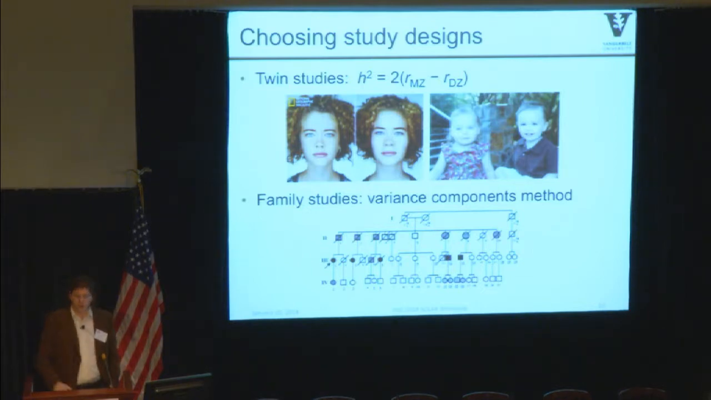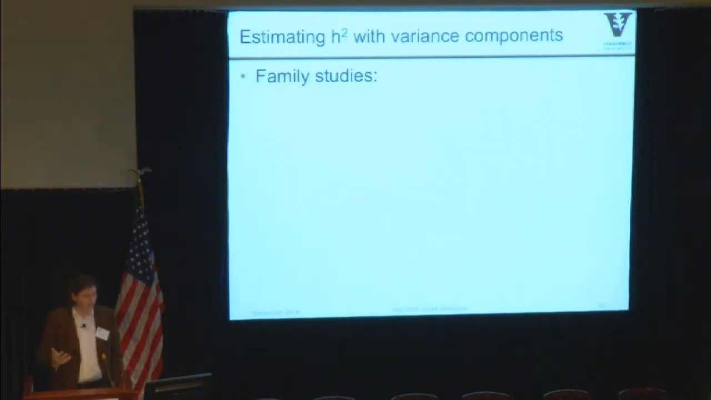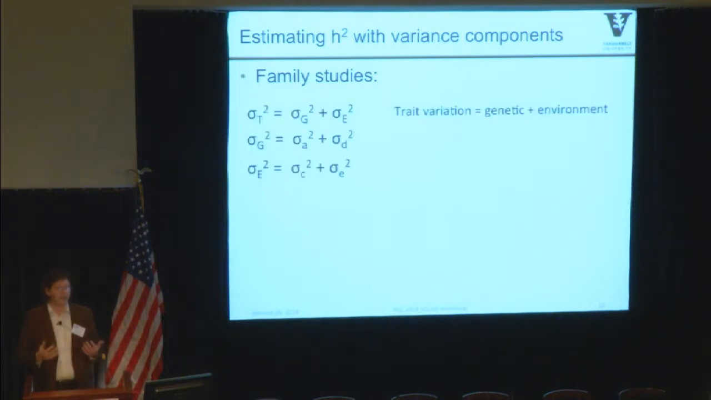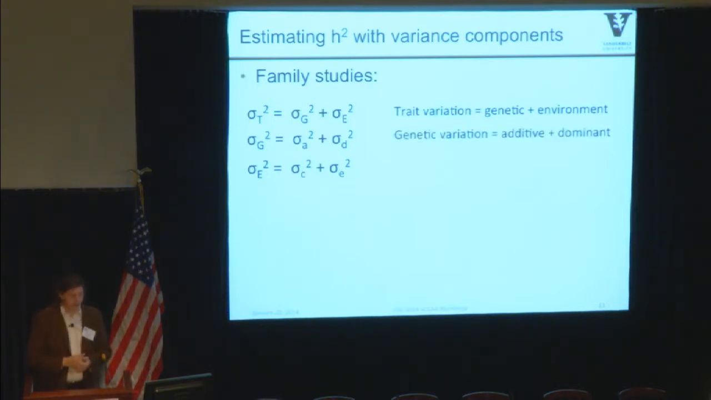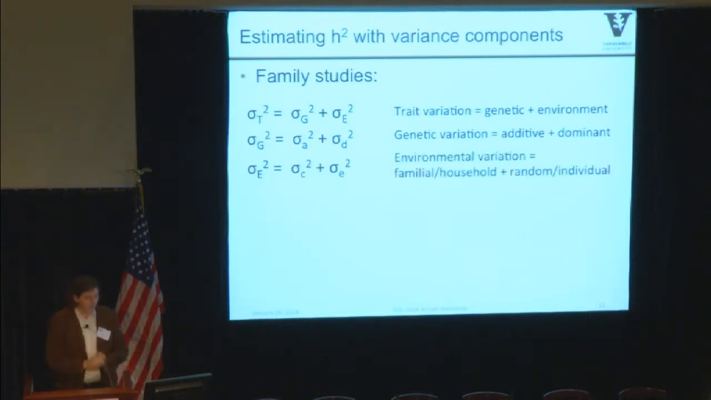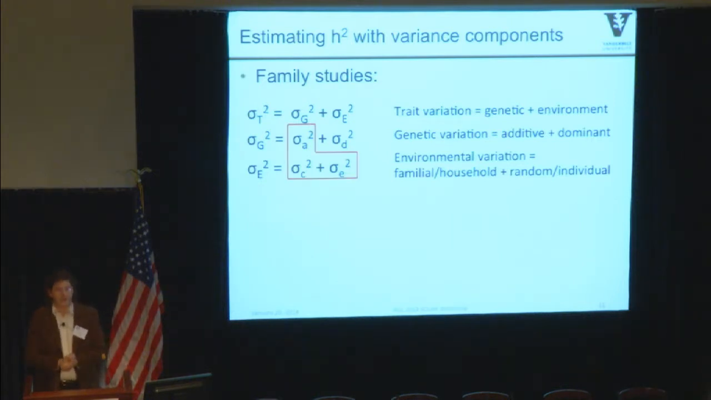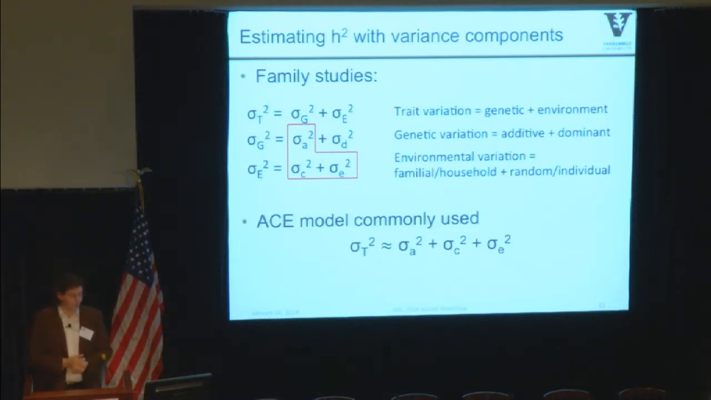So how would we get these into a statistical package? Once we have these, what do you do? Well, you can't just take R squares. There's too many components, and that's what the variance components method is about. We say the total trait variation that you exhibit in a phenotype is genetic plus environmental. We break down the genetic component into additive, which are the little components we're interested in, and the dominant effect. And then we have the environmental variation, familial household plus random and individual. And we isolate 3 components: the additive effect, the common familial household effect, and the random individual variation. And we have that the trait variation is approximately the sum of these 3 things.